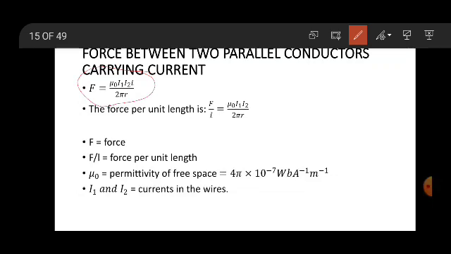Sometimes you can be asked to find the force per unit length. Force per unit length means force over length. And the force over length means mu naught I1 I2 all over 2 pi r.